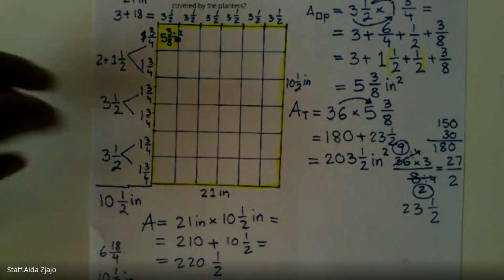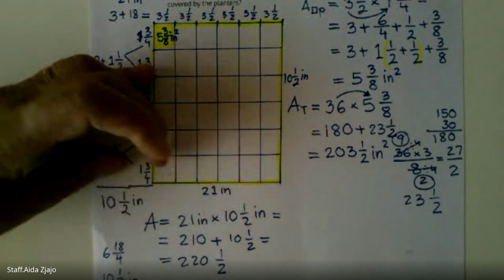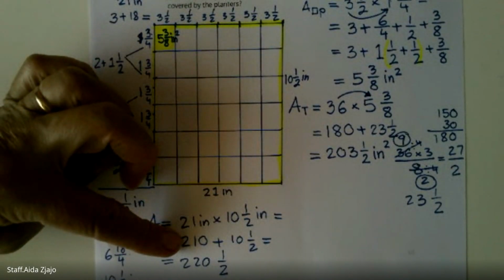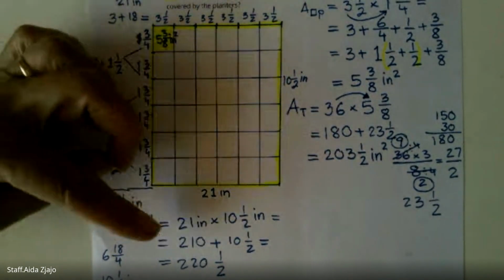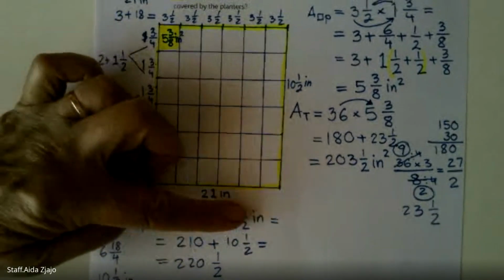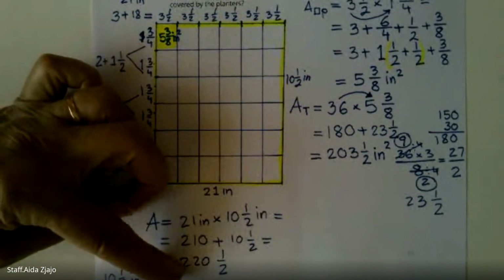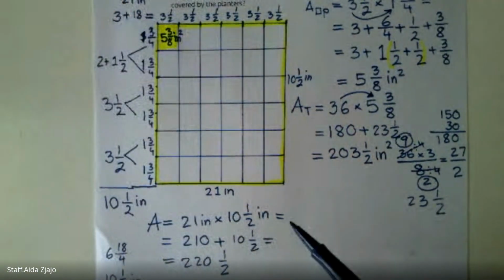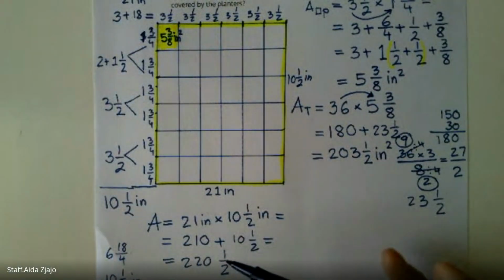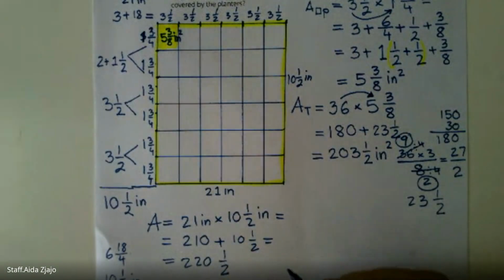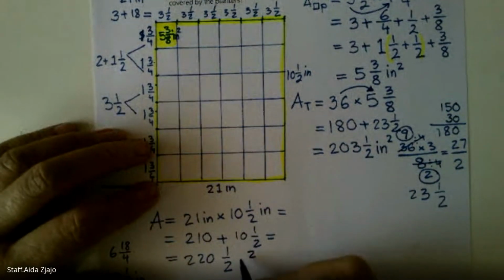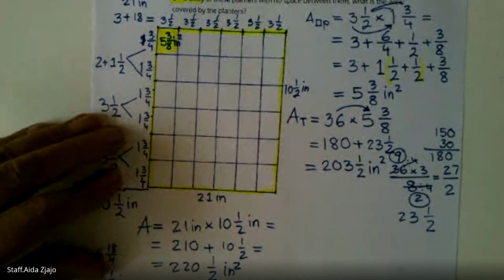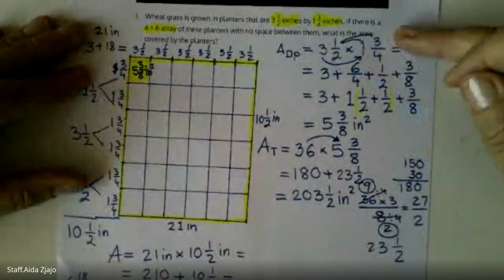So now 21 times 10 is 210. And half of 21 is 10 1/2. So together it is 220 1/2 square inches. Okay. All right, so let's see where here I made a mistake.